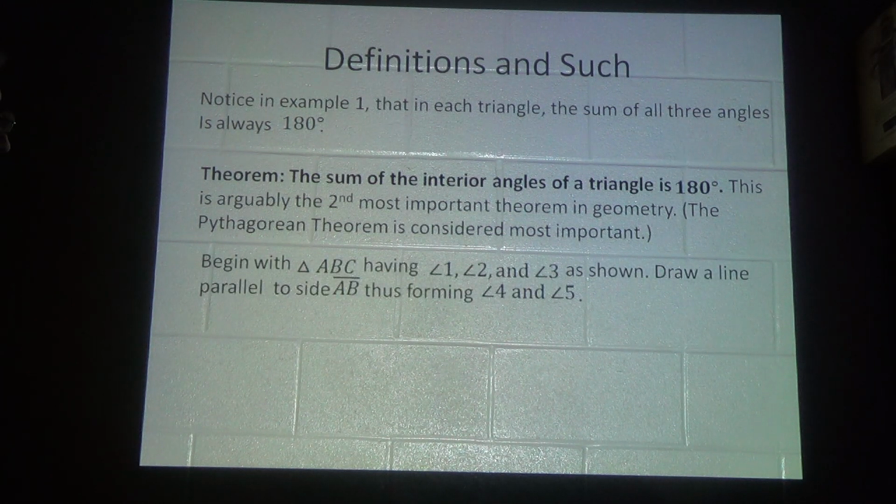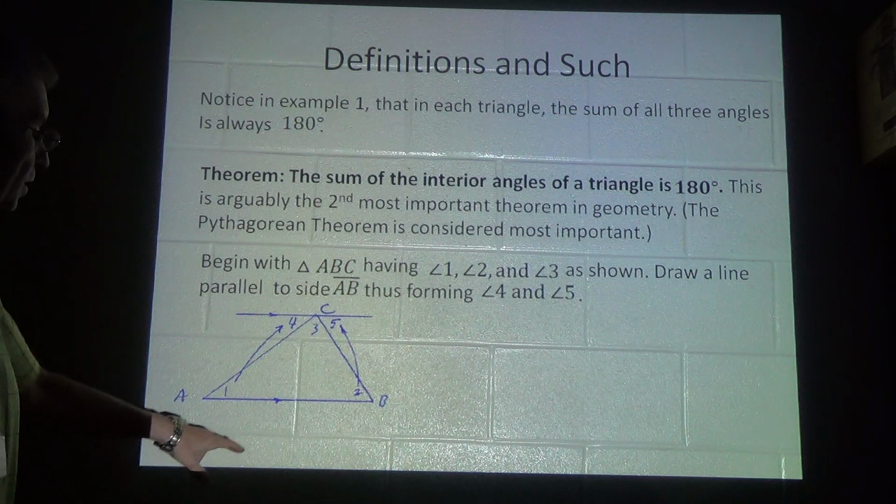Okay, begin with triangle ABC, having angle 1, angle 2, and angle 3 is shown. Draw a line parallel to side AB, thus forming angle 4 and angle 5. Okay, so what they're going to show you here is this.